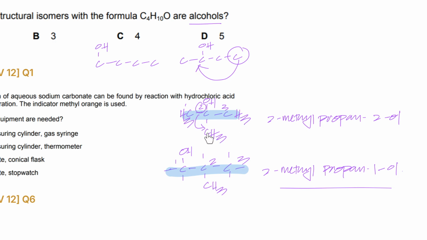Because that's also a CH3, that's also CH3 bonded to the same carbon. So try it. If you put the OH here, here, here, they'll all end up being 2-methyl propan-1-ol. If you put it here instead, they'll all be propan-1-ol, right? Because wherever the OH is, you start numbering from that side.